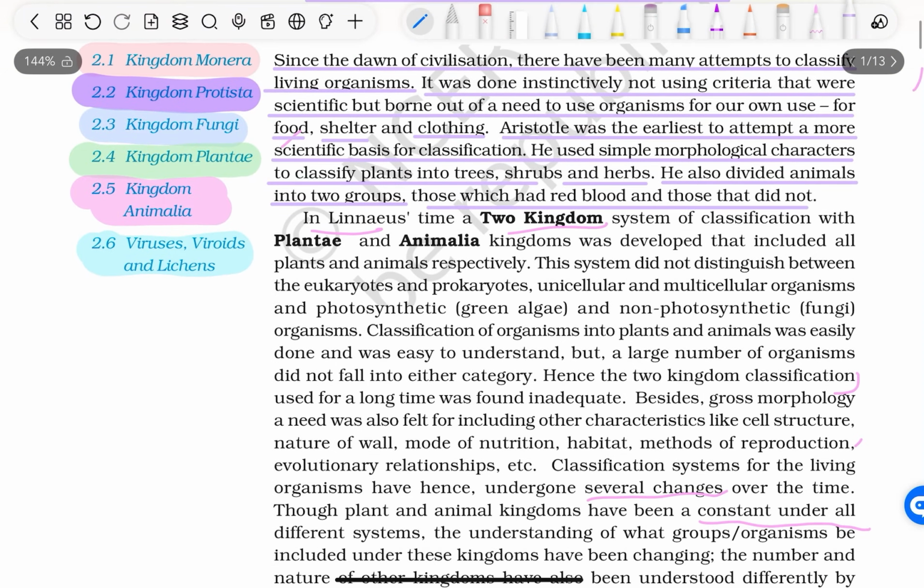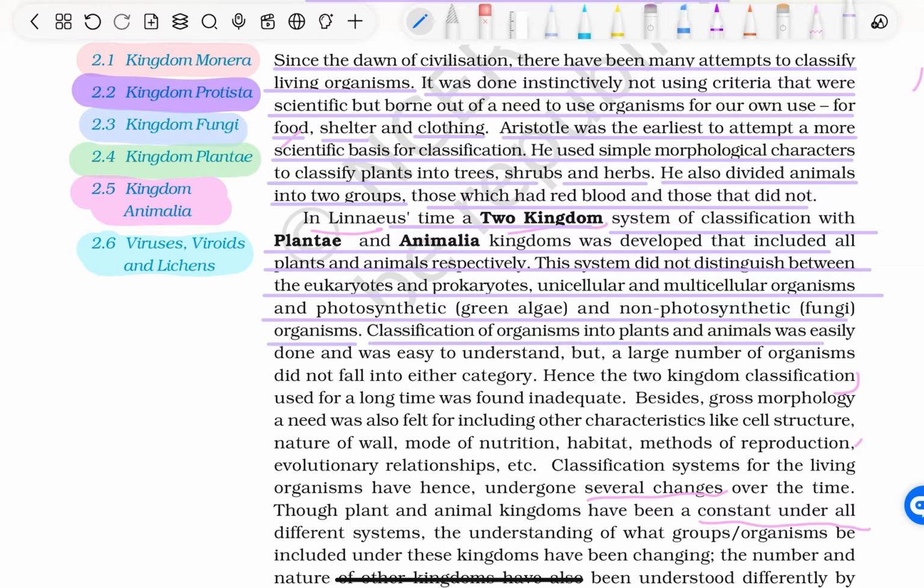In Linnaeus' time, a two-kingdom system of classification with Plantae and Animalia kingdoms was developed, that included all plants and animals respectively. This system did not distinguish between the eukaryotes and prokaryotes, unicellular and multicellular organisms, and photosynthetic and non-photosynthetic organisms.